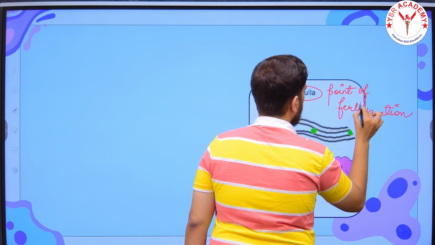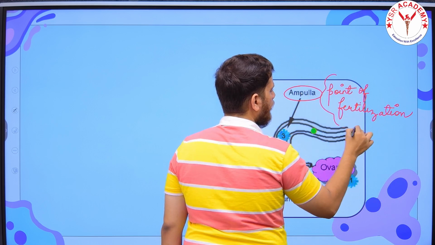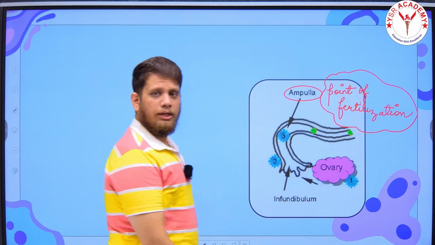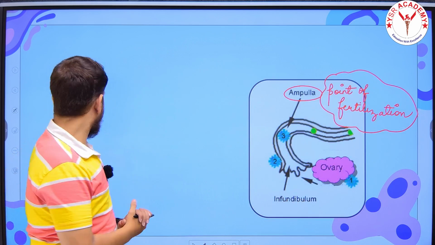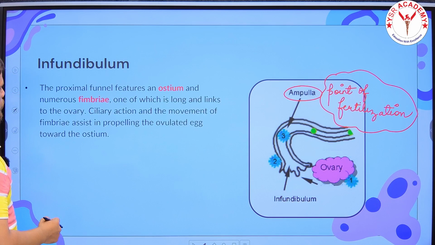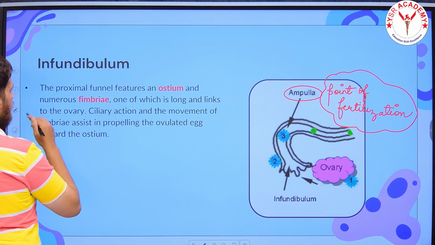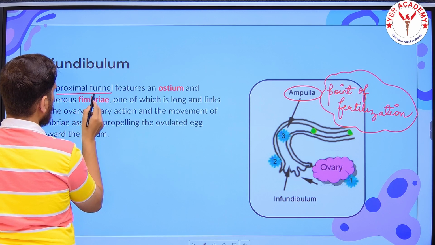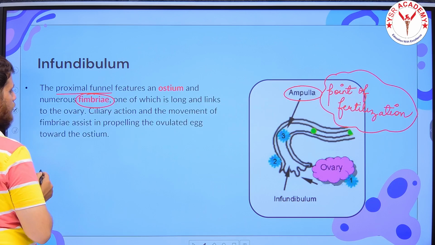Ampulla is the point of fertilization. यहाँ पे फर्टिलाइजेशन होता है, यहाँ पे फर्टिलाइजेशन का इवेंट होने वाला है, whenever the sperms meet. Infundibulum is a proximal funnel, bears finger-like projections called fimbriae.